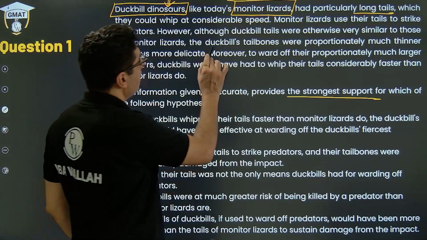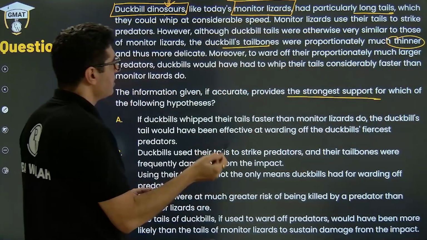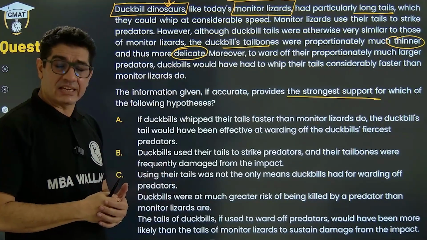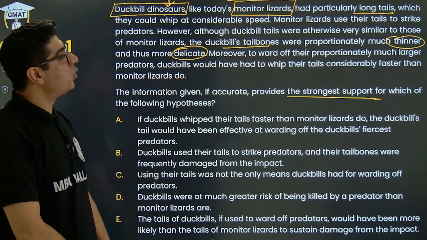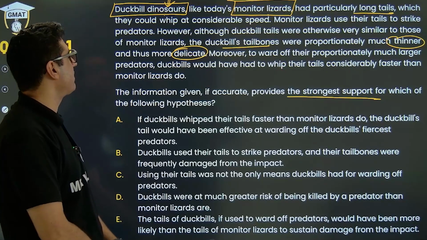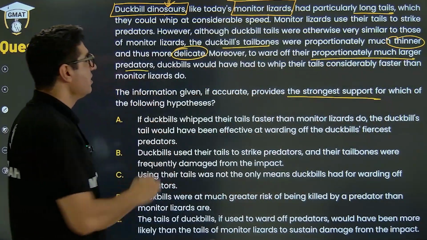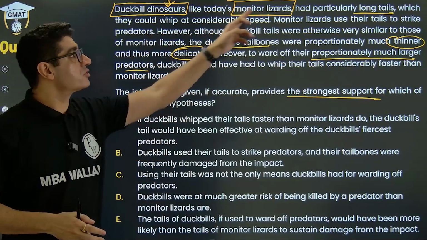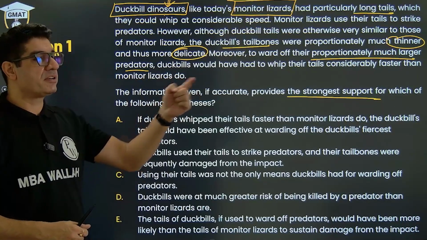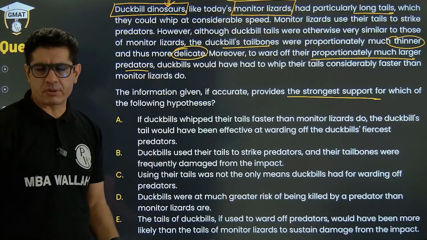But एक difference है क्या? Duckbill's tail bones were proportionately much thinner. तो यार इनकी जो बोन्स हैं वो थिनर है. बोन्स अगर थिनर होंगी तो ऑब्वियसली वो डेलिकेट होंगी, और कोई भी चीज अगर डेलिकेट हो जाती है तो इट बिकम्स प्रोन टू ब्रेकिंग. So you need to use it more carefully. Moreover, to ward off their proportionately much larger predators, duckbills would have had to whip their tails considerably faster than monitor lizards do. So दूसरा चैलेंज हमको क्या मिल रहा है कि इनके जो predators थे वो they were much larger than the predators of monitor lizards. तो अब अगर उनको ward off करना है, in other words, if you want to avoid harm from your predators, you need to move your tail at a considerably higher speed as compared to the speeds generated by monitor lizards. So that's what we know.